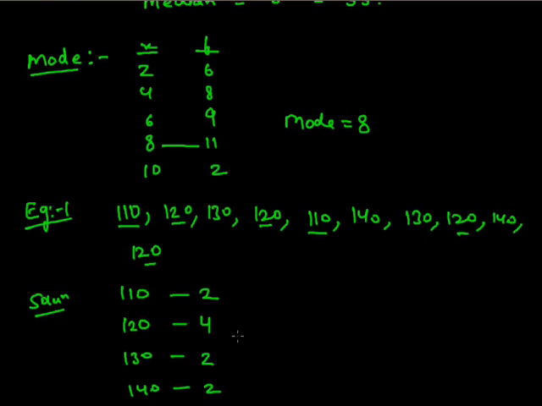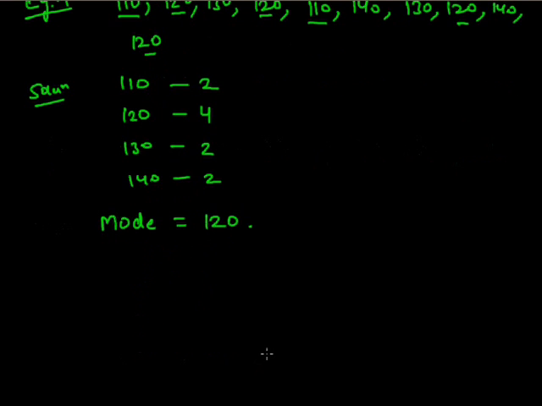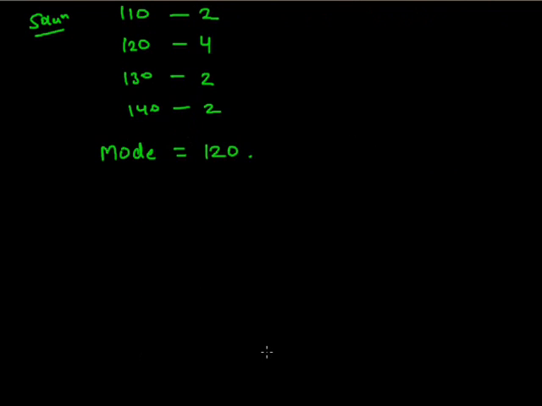So first we need to find the frequencies of the observations. On the basis of that, we can tell which observation has the highest frequency, and that will be the mode. Here, observation 120 has the highest frequency, that is 4. So the mode in this case is 120. This is our answer, and this is the way to find the mode.